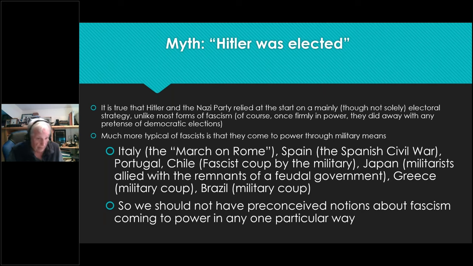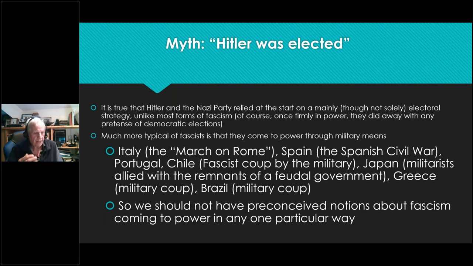Much more typical of fascists is that they come to power through military means. In Italy, it was a march on Rome. In Spain, it was the Spanish Civil War. In Chile, there was also a reflection of the Spanish Civil War. In Portugal, in Chile, there was a fascist coup by the military. In Japan, it was the military allied with the remnants of a feudal government. In Greece in the 1960s, it was a military coup. In Brazil, in the mid-70s, it was a military coup.